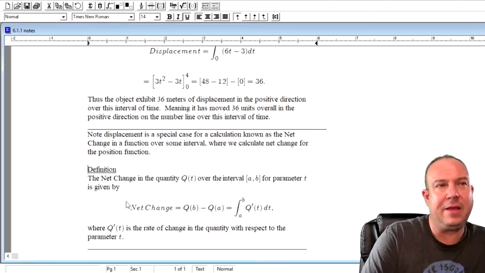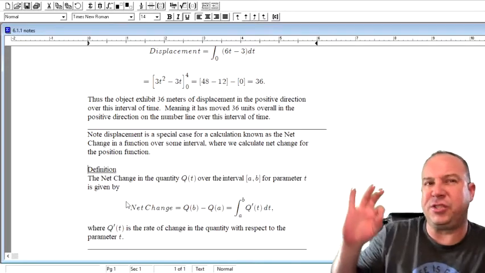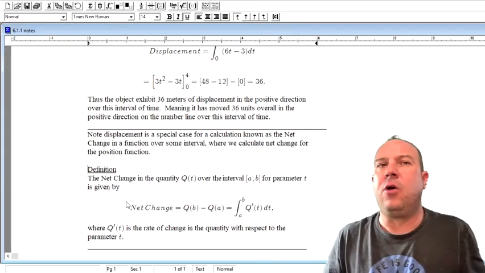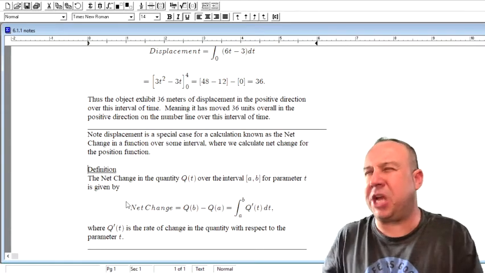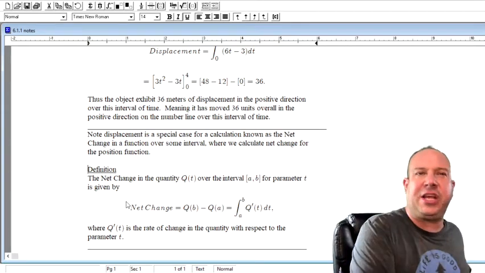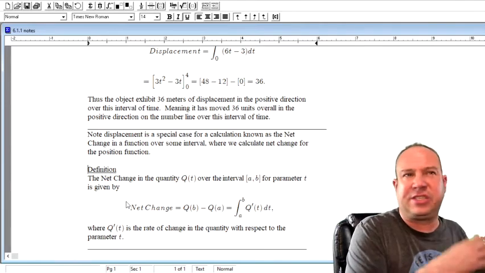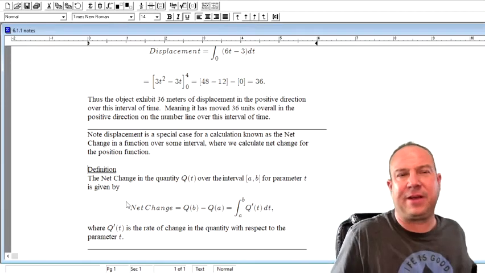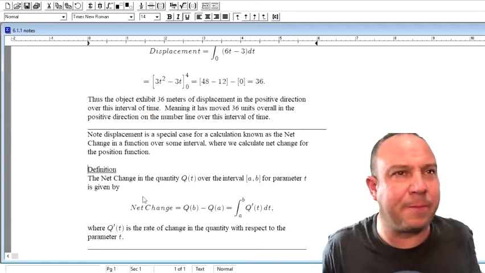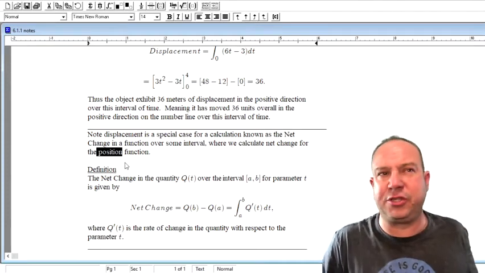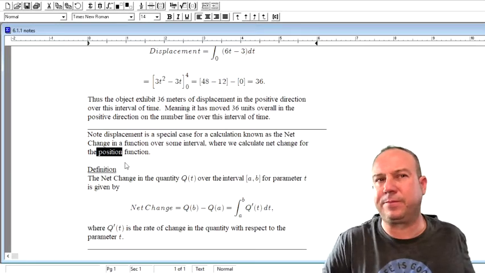We're looking at net change in some quantity, right? where that quantity, we can calculate it using integration by using the quantity's rate of change. So here we're going to look at net change in position, which is just displacement, right? Net change in position is just this calculation for displacement, right? So position function should be what's appropriate here, all right?